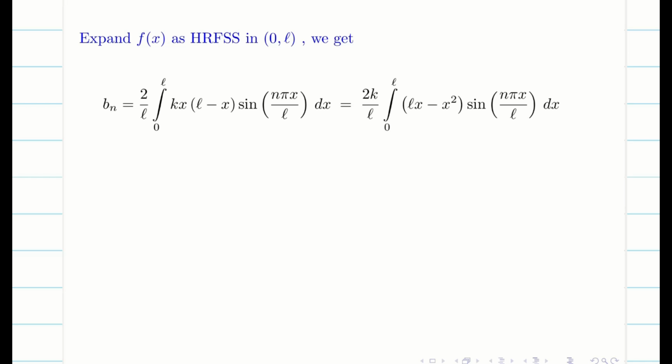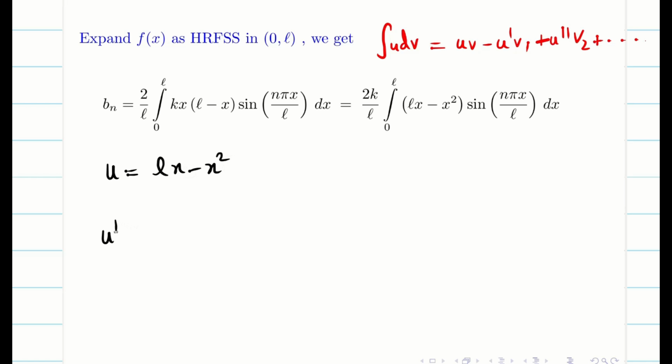I am taking this k outside. Now Bernoulli's formula: integral u dv is equal to uv minus u dash v1 plus u double dash v2, etc. Where u is my diminishing function, that is Lx minus x square. u dash is L minus 2x. u double dash is minus 2. u triple dash is 0.